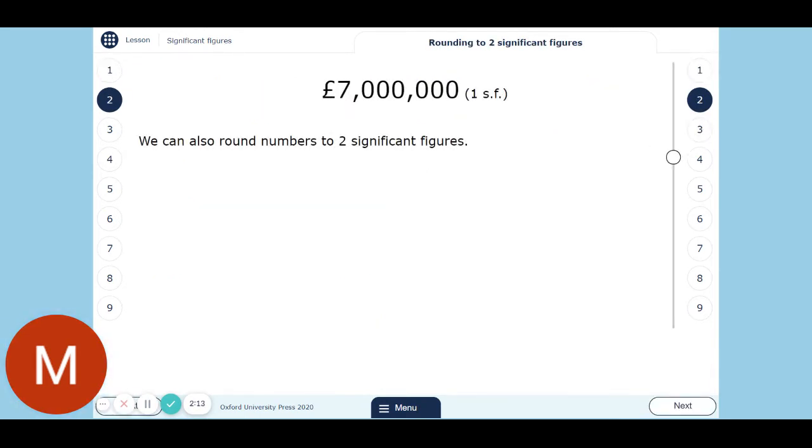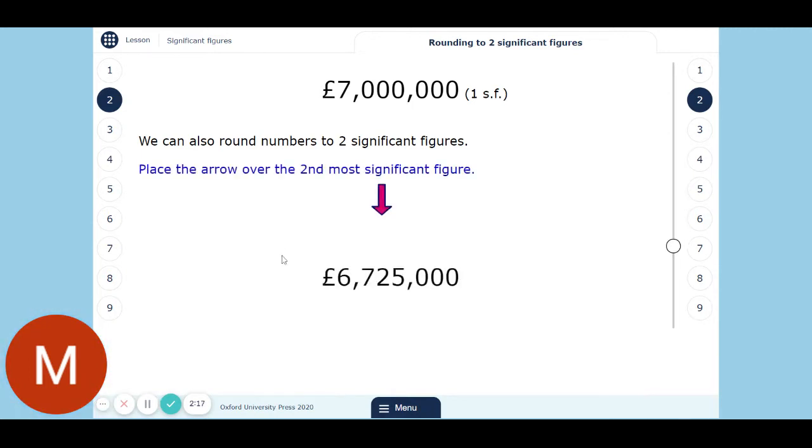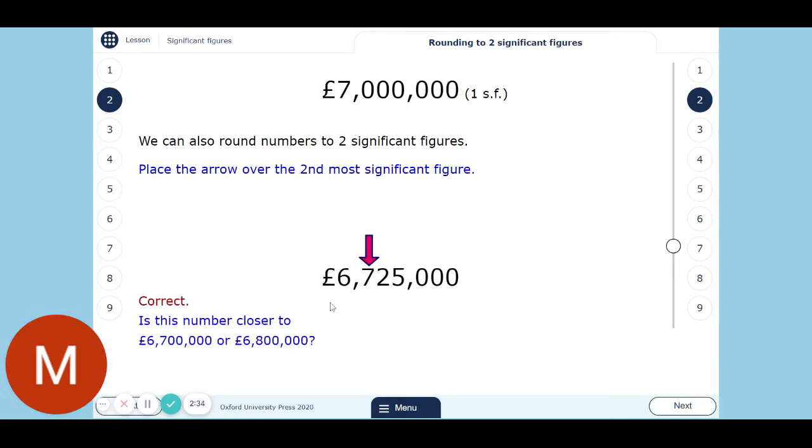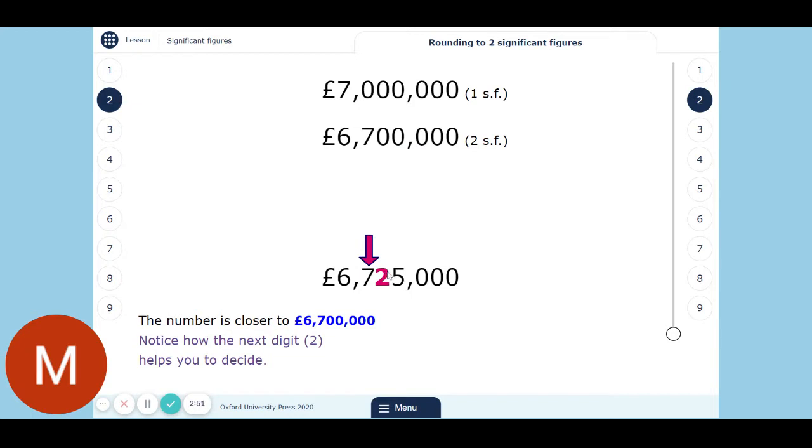You could also round the amount of money she got to 2 significant figures if you wanted to give a little bit more detail. So this is her exact amount of money. The second most significant figure, after the millions, which is the most significant or important, is going to be the hundreds of thousands, because that's the next biggest amount. So her money is between 6,700,000 and 6,800,000. Which is it closer to? Hopefully you realize it's closer to 6,700,000 because that 2, the next digit, is lower than a 5. This is similar to what we were doing yesterday. If the next number along is lower than a 5, we round the whole number down. If that number is bigger than a 5, we round the whole number up. So it's going to be 6,700,000.